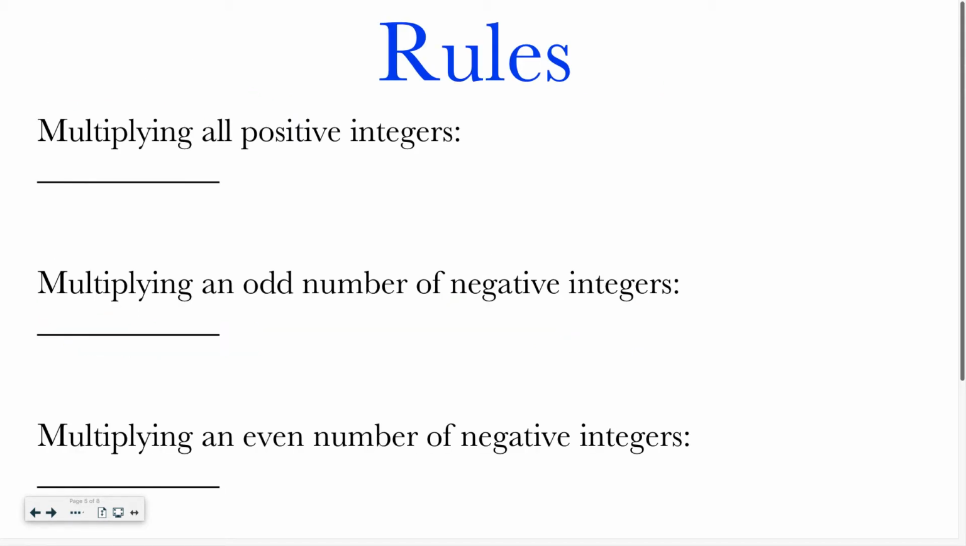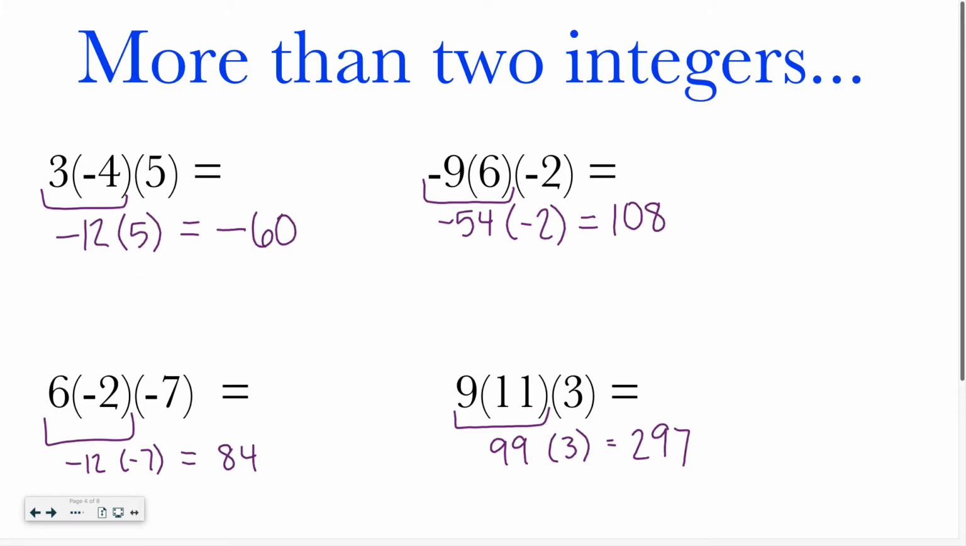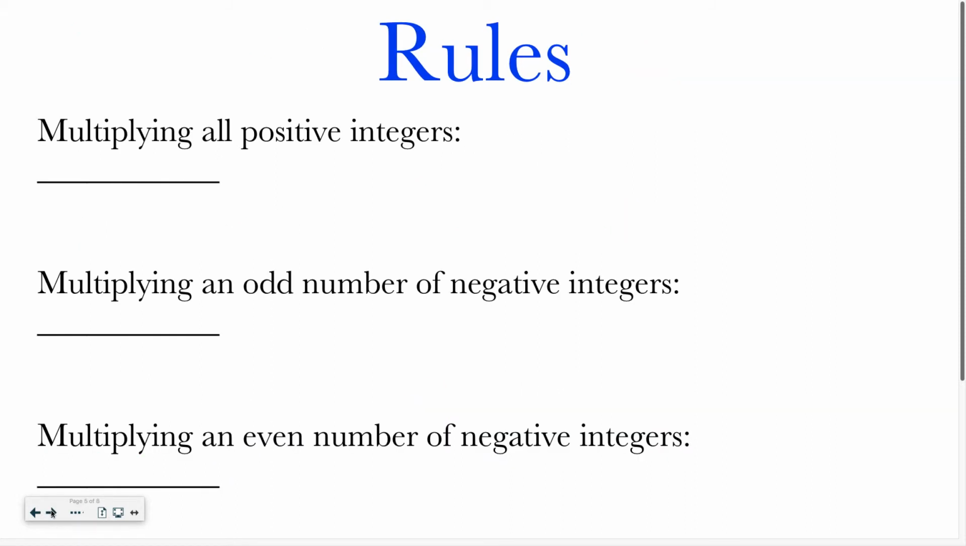Okay, so let's talk about what happens when we multiply all positive integers. So if I go back a screen, looking for an example where I had every single number positive, that would be this example right down here. I have a positive 9 times a positive 11 times a positive 3. Everything's positive, so my answer is going to remain positive.